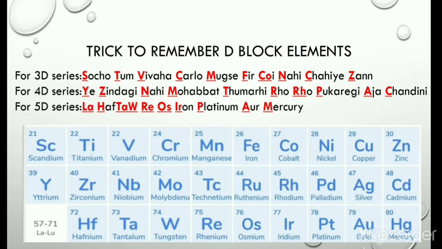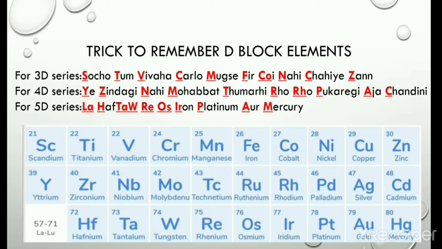technetium. And from Ro, R is taken for ruthenium. And from Ro, RH is taken for rhodium. And from Pukar, P is taken for palladium. And from Aj, A is taken for silver. And from Chandani, C is taken for cadmium.